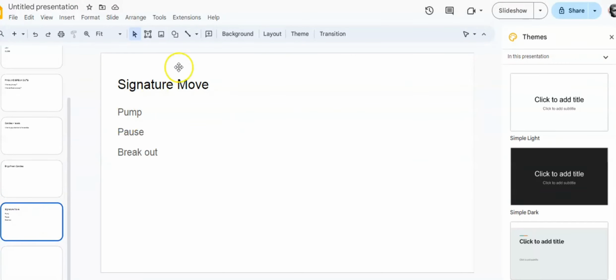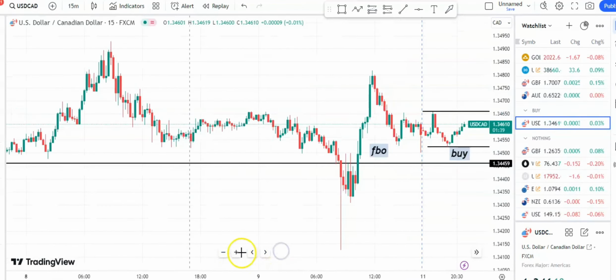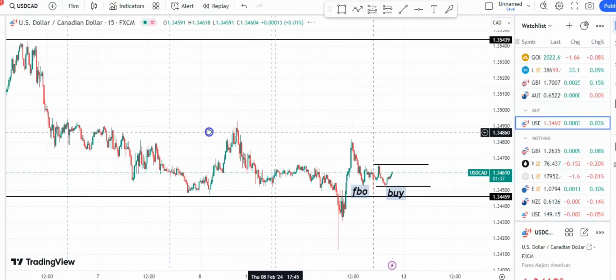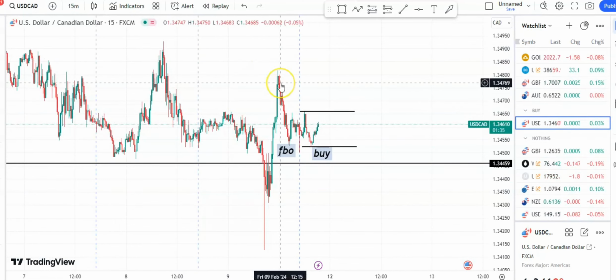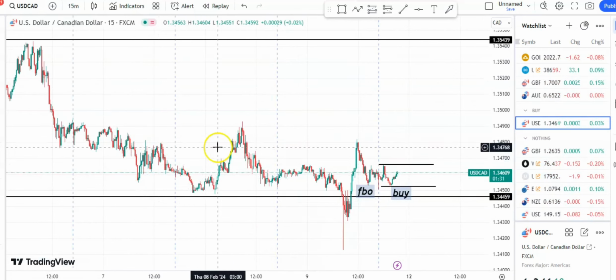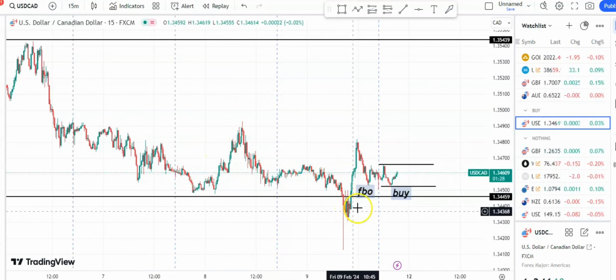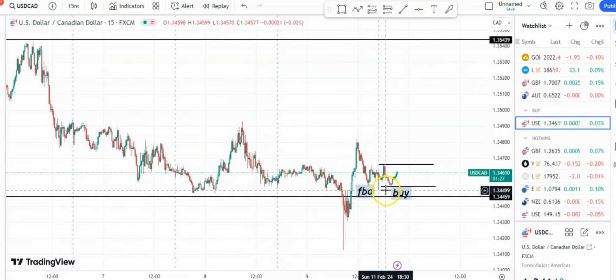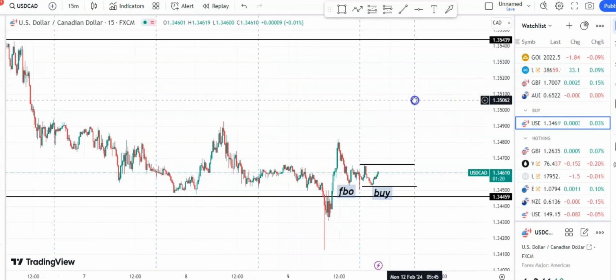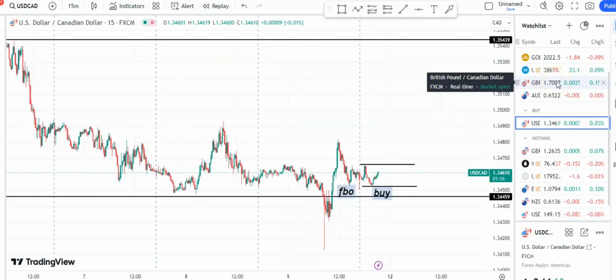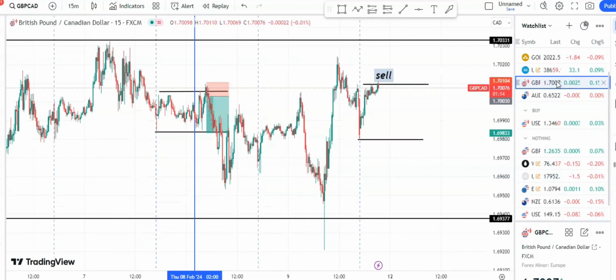Lastly, the signature move, the pump, pause, and breakout, I look for when I'm looking for my setup. Now, this is an example of a trade setup that has not yet set up. So we have a failed breakout on Friday, which tells me on Monday we have a high probability that we are going to buy. Now, when I am buying, what exactly am I looking for? Or when I'm selling, what am I looking for exactly?